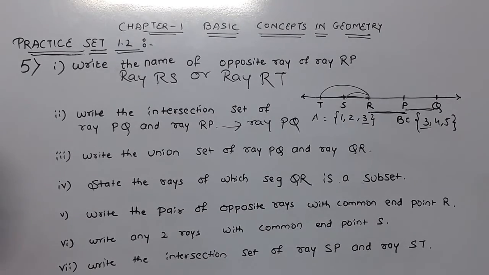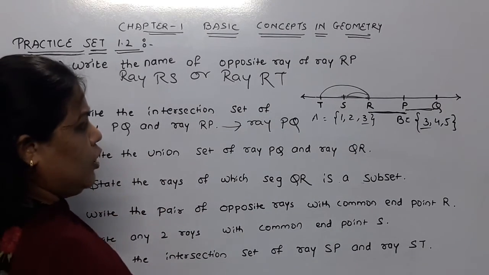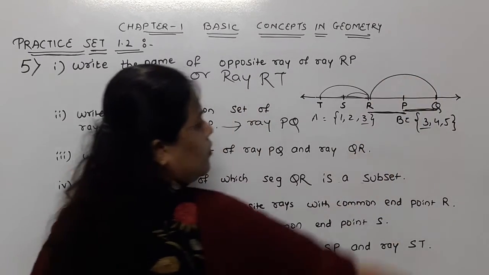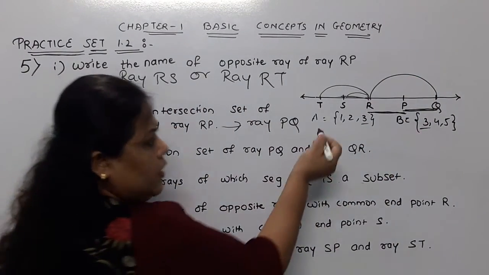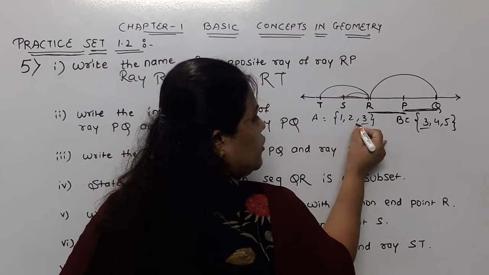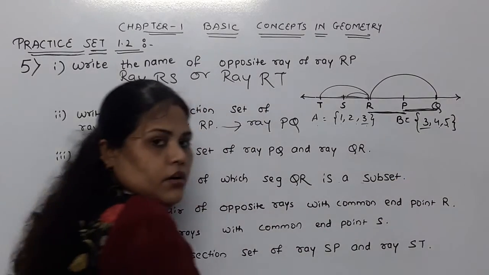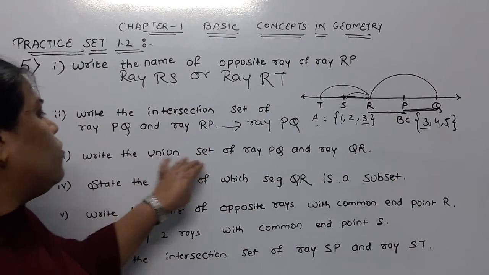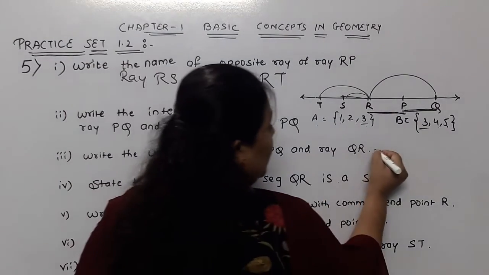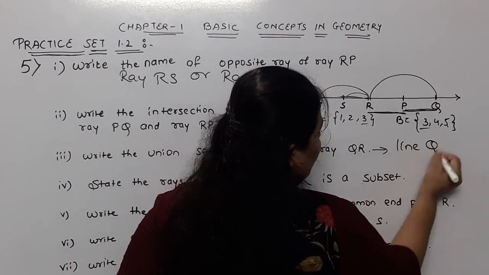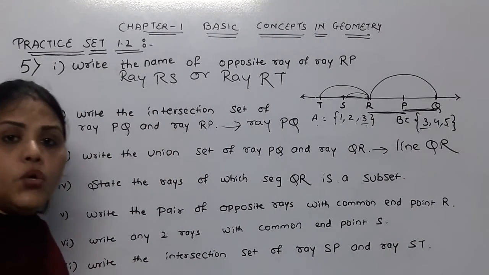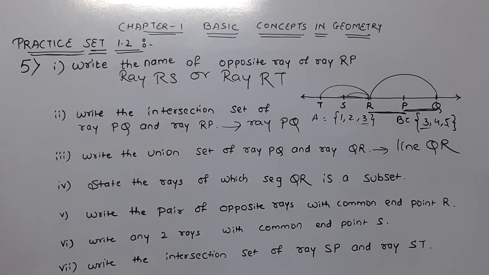Okay. Now third one. Write the union set of PQ and QR. PQ and QR. So union means what? Here in this sum only, if I take the union of A and B, I'll write 1, 2, 3, 4 and 5. Right? The same way, if I take the union set of PQ and QR, it means what? It will be line QR, or you can write line RQ. Yes?